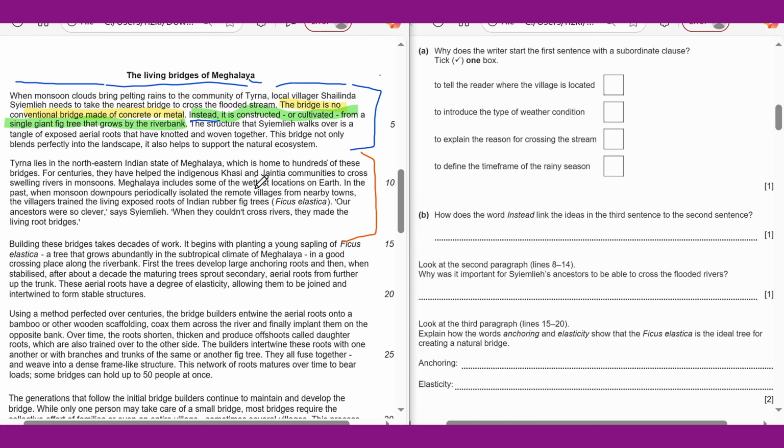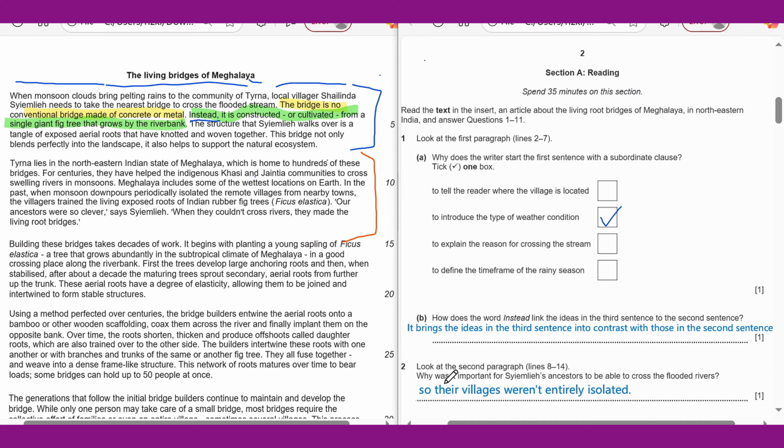Okay, let's check out the answer. Okay, so their villages weren't entirely isolated. Anything similar to this should be okay. So when monsoon comes, they couldn't cross the river. Monsoon downpours periodically isolated the remote villages from nearby towns. So to be able to cross the flooded river, that will prevent the villages from being isolated entirely.